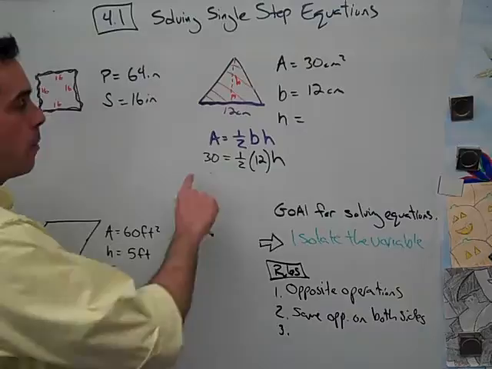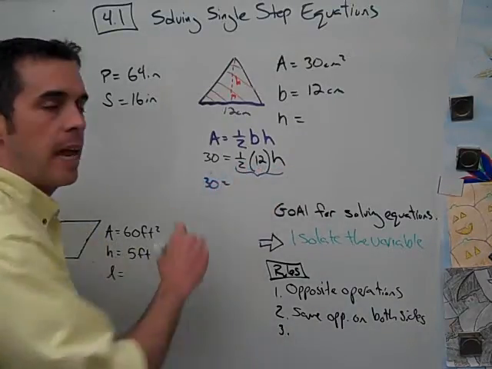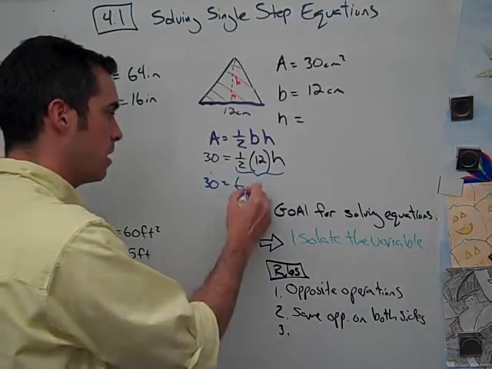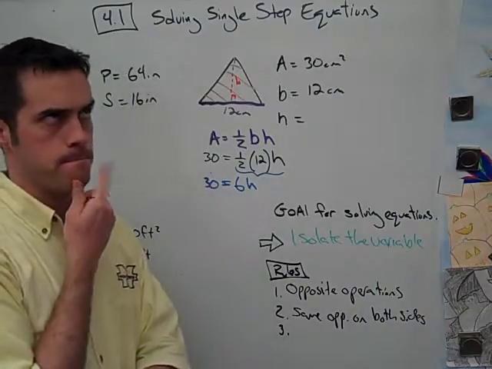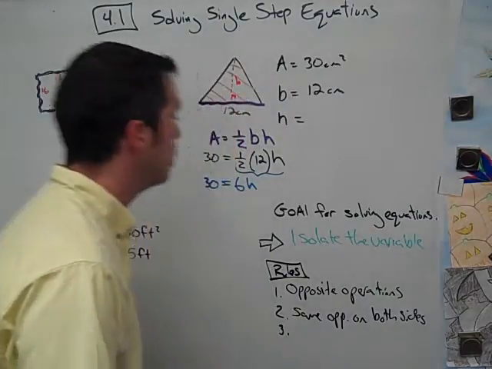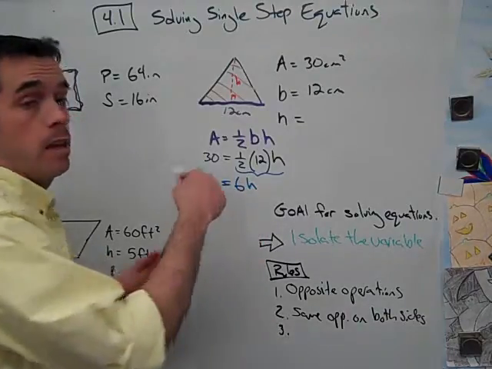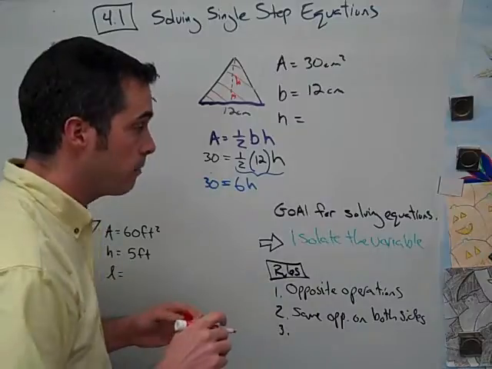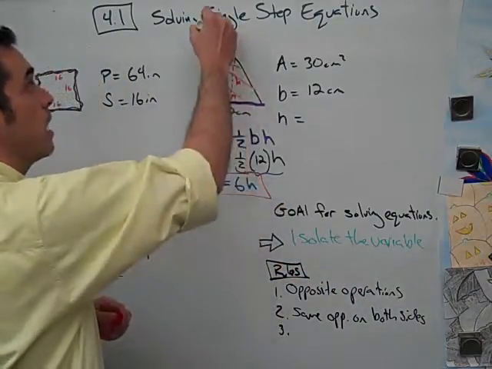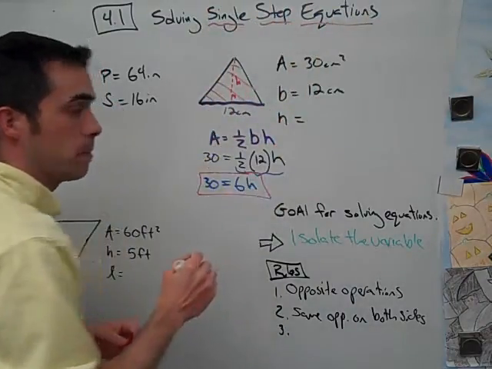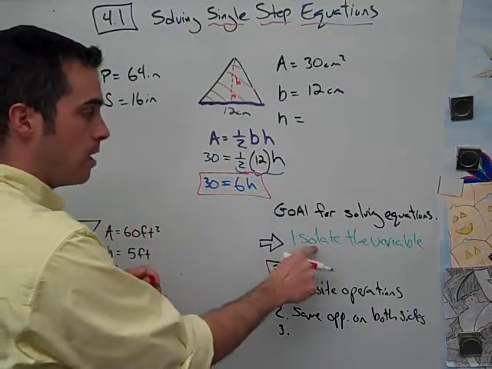Okay, so I'm going to go ahead and simplify right here. I now have 30 equals half of 12, 6, 6 times my height. 6 times something is 30. 5. The answer should be 5. The height is 5, because 5 times 6 is 30. Now, how can we show that algebraically? Well, I want to isolate the variable. This is a single-step equation. I've got one operation to perform, and I will have the h isolated.